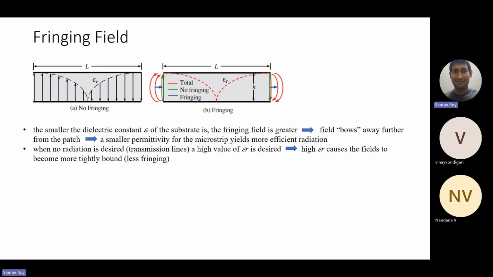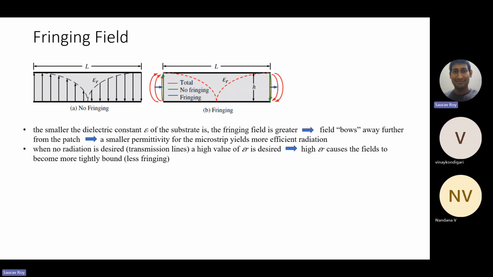As you go towards a smaller epsilon r, the fringing field is greater, because the field bows away further from the patch. This bowing away means the horizontal component will be more, right? So when epsilon r is small, this happens, and a smaller permittivity yields more efficient radiation. Conversely, if you take a larger dielectric constant, the electric field fringing will be more confined and the fringing will be less. That's why a larger dielectric constant is better for a microstrip line.